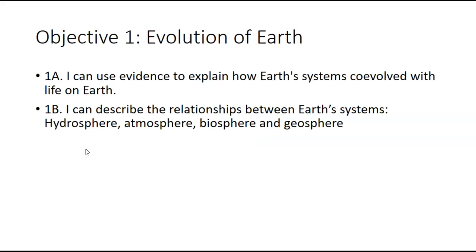So we are going to start with Objective 1, which talked about the evolution of Earth's atmosphere and how that evolution of our atmosphere kind of co-evolved with life on Earth. Another part of that objective is looking at the relationship between the four main Earth's spheres. We have the hydrosphere, the atmosphere, biosphere, and the geosphere.